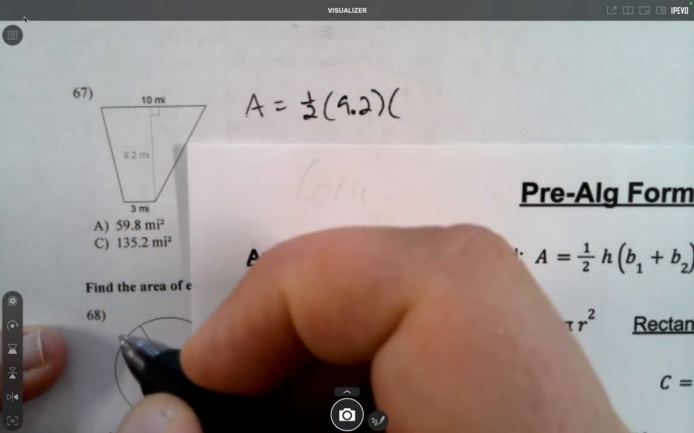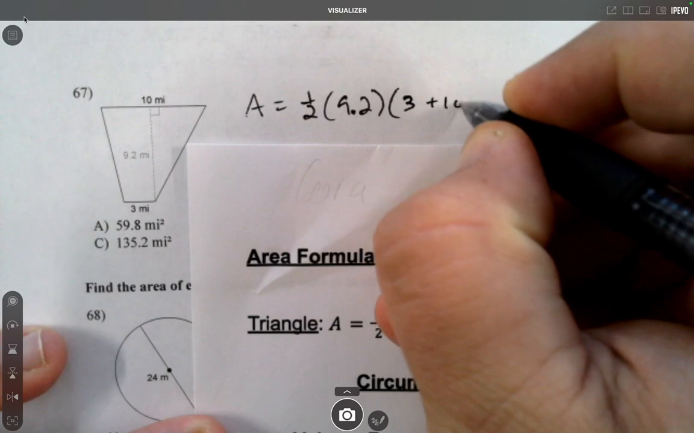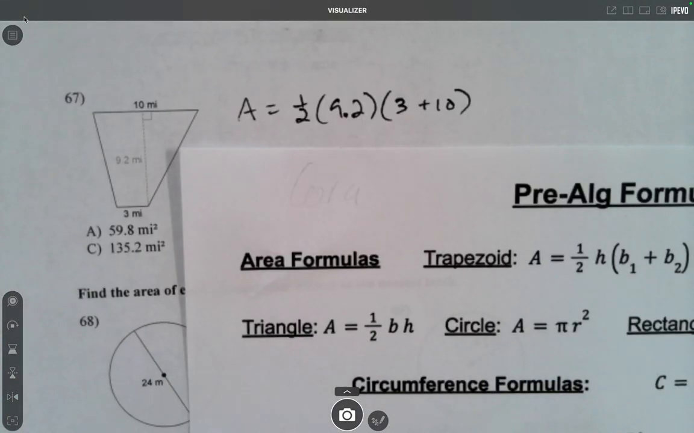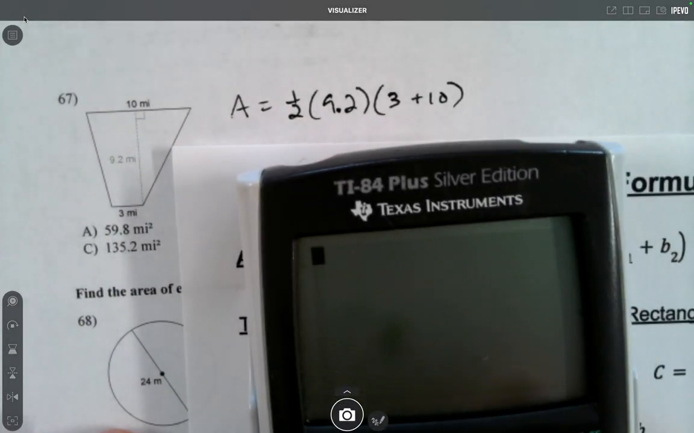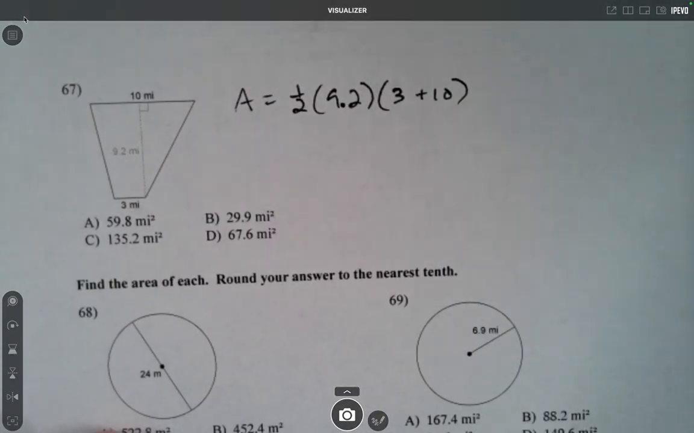So 3 plus 10. Or you can say 10 plus 3. It doesn't matter which order you put the two bases in. Okay, so when you put this in your calculator, make sure you remember the parentheses. So 1/2 times 9.2 times parentheses 3 plus 10. So you get 59.8 square miles, which is answer A.